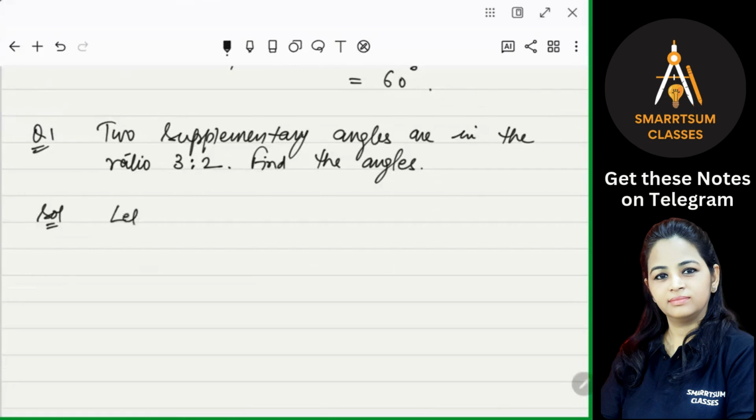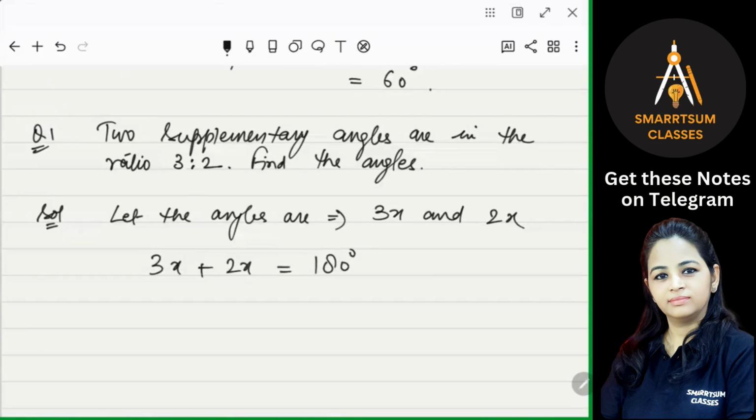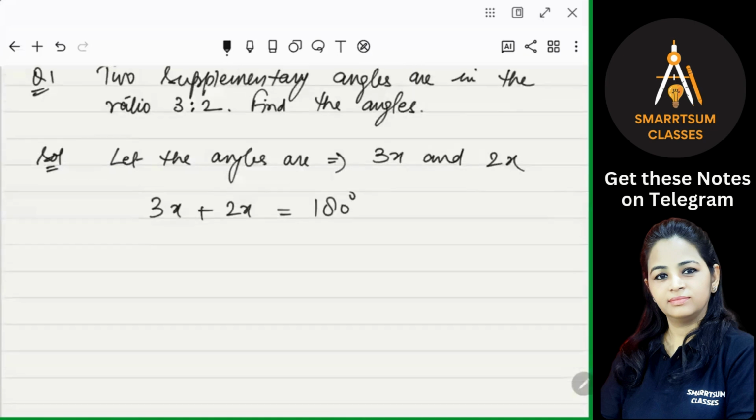So let the angles be 3x and 2x, right? And since their sum is 180 degrees, we can write down the equation 3x plus 2x is equal to 180 degrees, because supplementary angles are those angles whose sum is 180 degrees, right? So now add them. So this will become 5x. 5x is equal to 180 degrees.